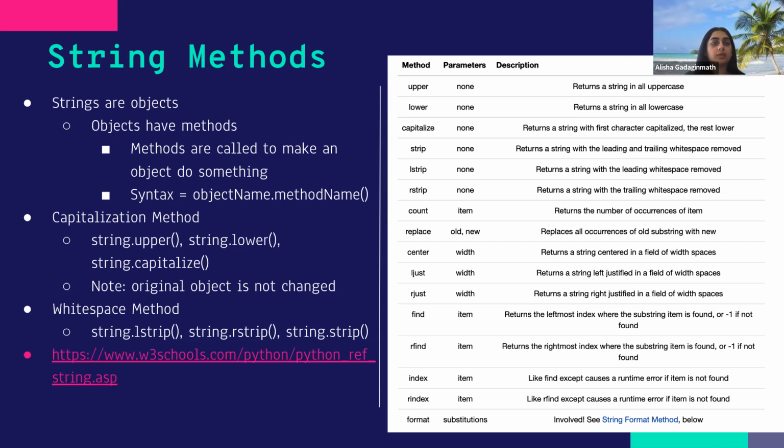There are also white space methods, which remove the white space within a string. The lstrip method returns a string with the leading white space removed, which is essentially the white space before the sequence of characters in a string. The rstrip method returns a string with the trailing white space removed, which is the white space after the sequence of characters. And the strip method returns a string with leading and trailing white space removed.